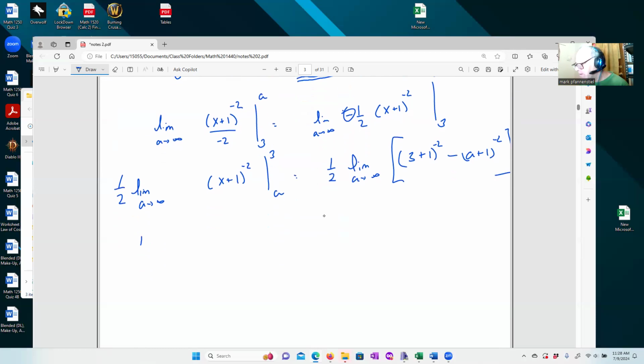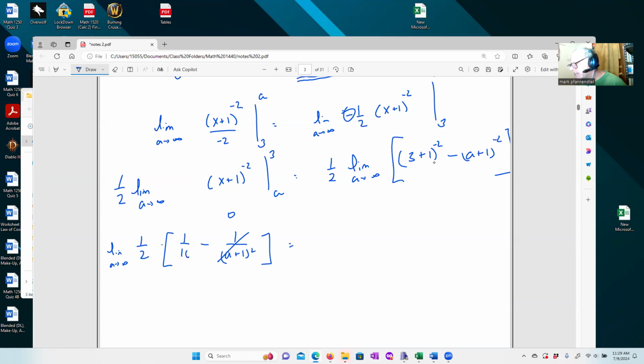So what we're going to have here, we have 1/2. Actually, we're going to evaluate the limit, so I don't think we write it one last time. We're going to evaluate this limit. 3 plus 1 raised to the negative 2, that's 4 raised to the negative 2, so that's going to be 1 over 16. Minus, and now we're going to let this A go off to infinity. If you really wanted to rewrite this for just a moment, it's going to look like 1 over A plus 1 squared. So A goes to infinity here. And as A goes off to infinity, you remember from calculus 1 that this whole thing goes to 0.